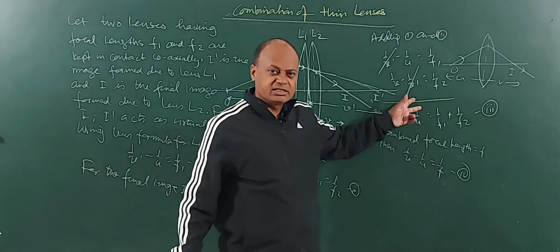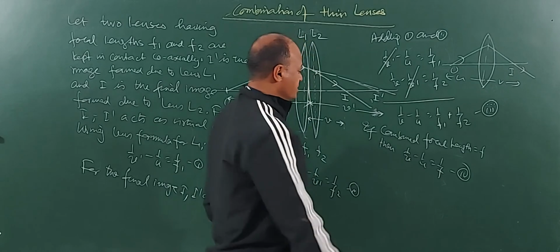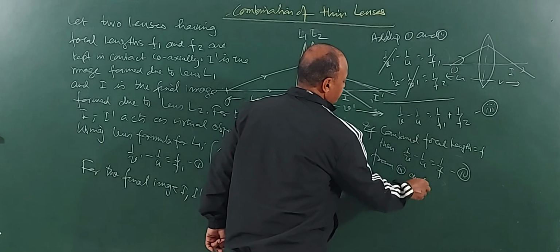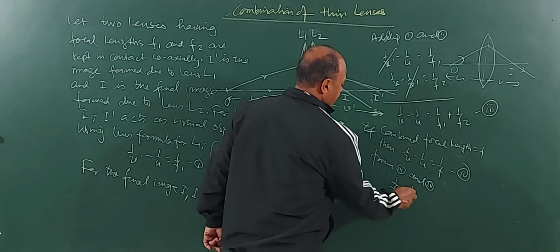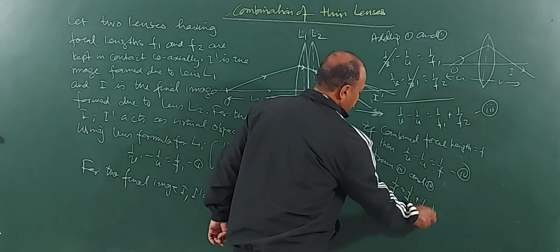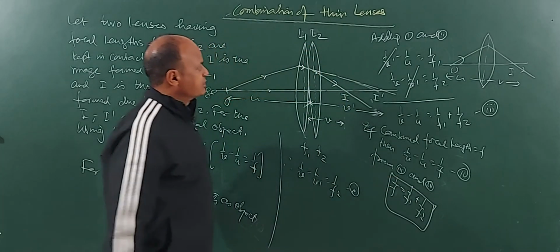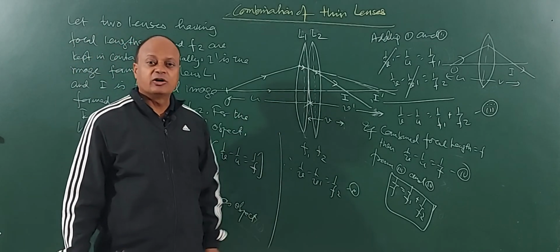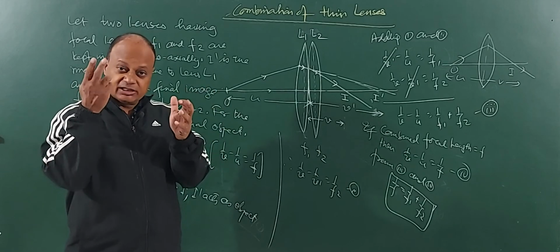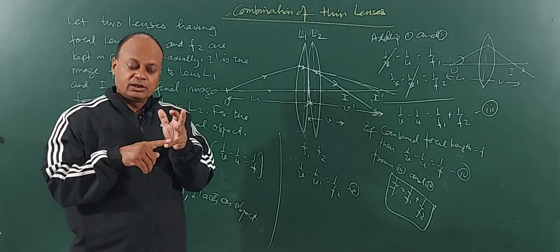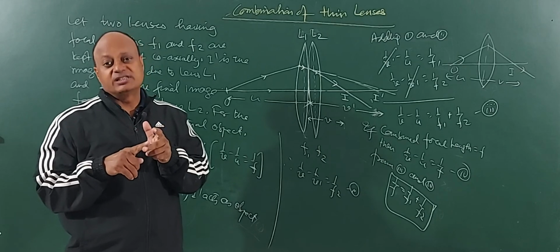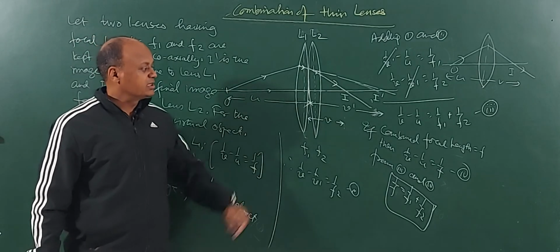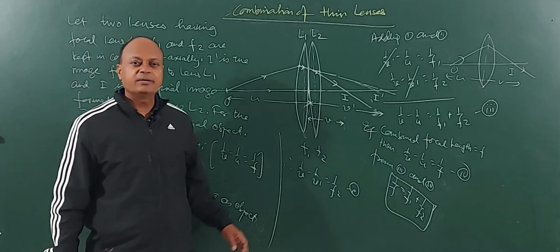So you see, the left hand side is the same, so the right hand side must also be the same. From 3 and 4, 1 by f will be equal to 1 by f1 plus 1 by f2. So this is the formula for the combination of two thin lenses when they are placed coaxially in contact. Very important. There are three things: they are thin, they are in contact, and they have been placed coaxially, meaning the centers lie along a common axis. Clear? So this is the combination of two thin lenses.